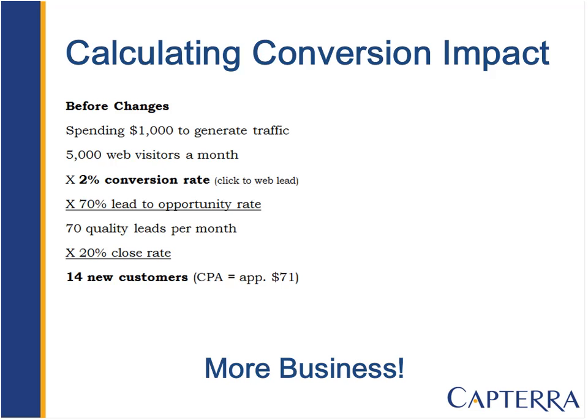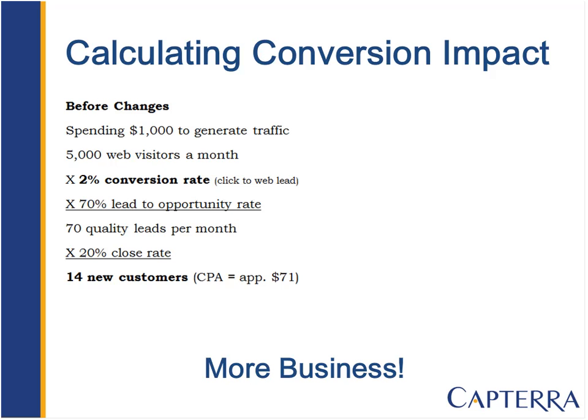From that, they know how many leads they're getting. So we've calculated that they're getting a 2% conversion rate, and that's your click-to-web lead rate. Beyond that, the next step is to understand how many of your web leads are turning into opportunities. And this is your lead-to-opportunity rate. So they're seeing an actual pretty high lead-to-opportunity rate. And a lot of vendors actually skip this step, and I highly recommend doing this step.